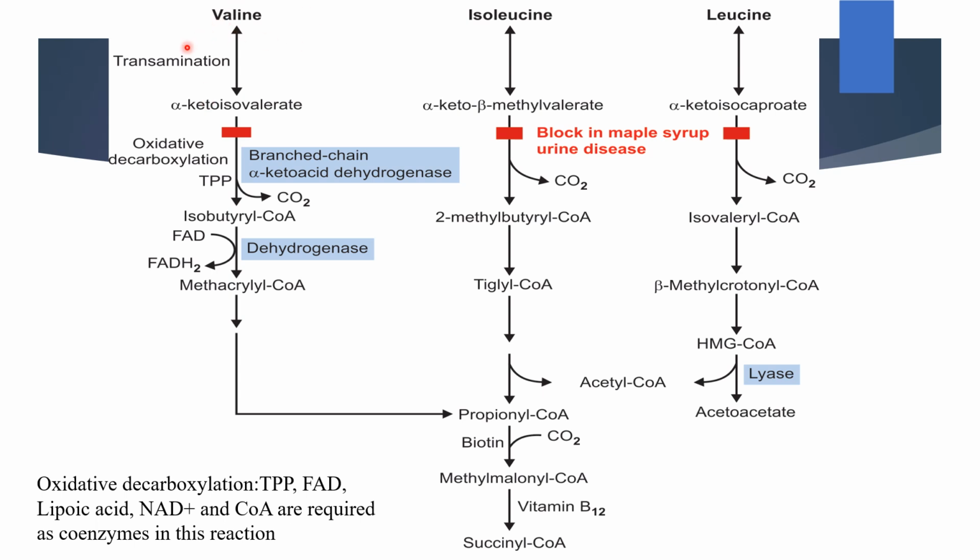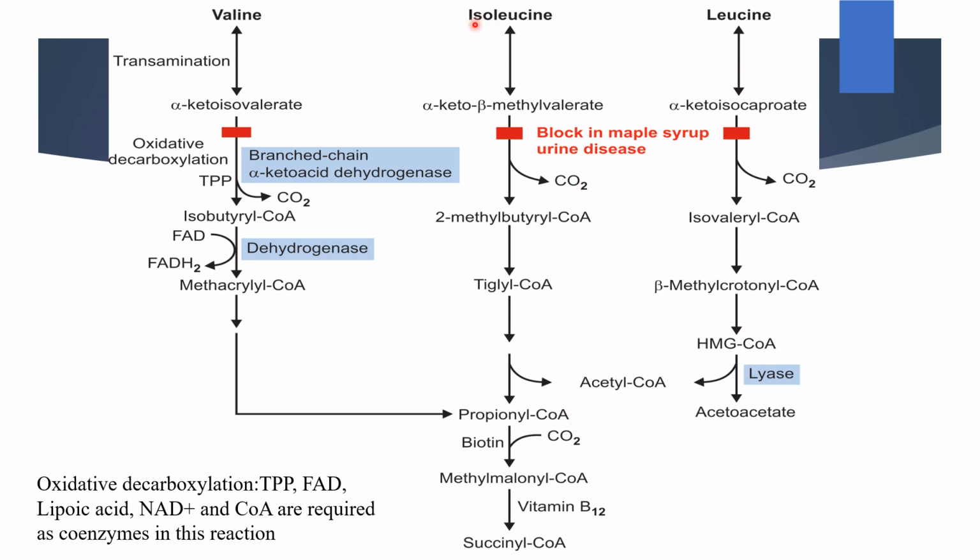Valine undergoes a transamination reaction leading to alpha keto isovalerate, followed by oxidative decarboxylation under the influence of branched chain alpha keto acid dehydrogenase, with the loss of carbon dioxide, converting into isobutyryl coenzyme A, followed by dehydrogenase, and this reaction requires FAD for its sustenance. So isobutyryl coenzyme A converts to methyl acrylyl coenzyme A, followed by its conversion to propionyl coenzyme A.